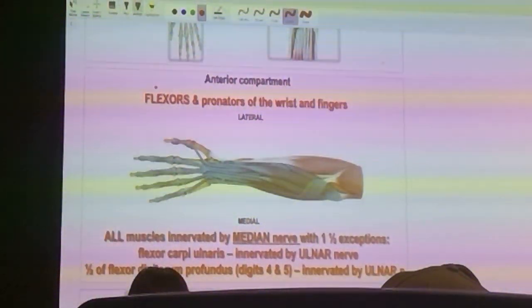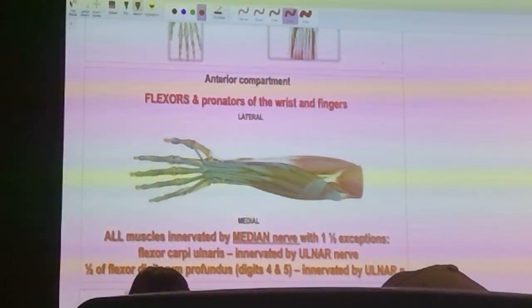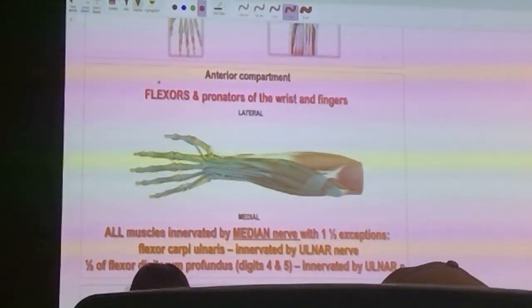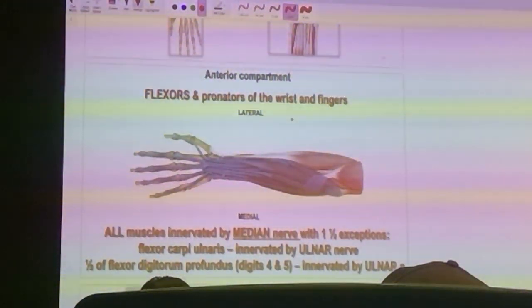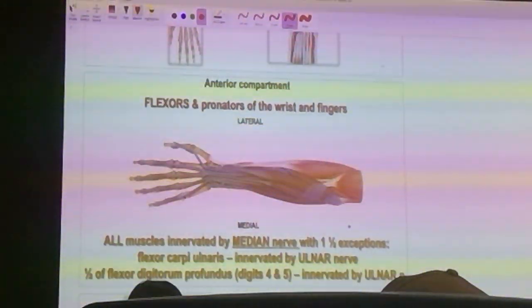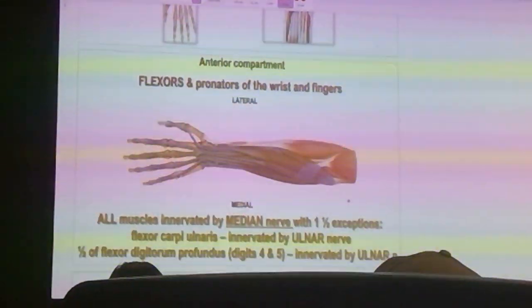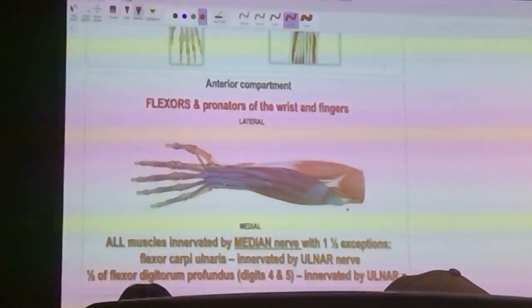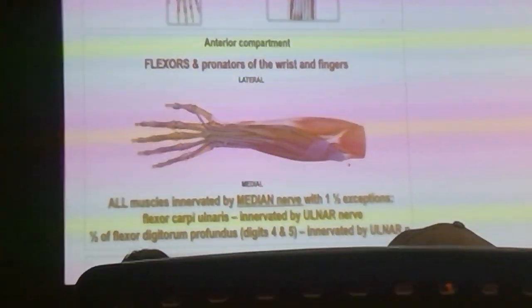The mnemonic for flexors and extensors is elegant ladies play tennis. Elegant for extensors, ladies for lateral epicondyle, and tennis for tennis elbow. Can you repeat that, please? Elegant ladies play tennis.